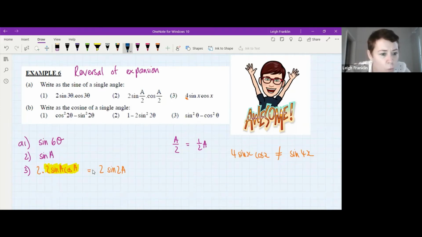All right, in number 1, B number 1, instead of me telling you, you tell me, what is cos squared 2A minus sine squared 2A as a cosine of a single angle? How would we write that? Ma'am, is it cos 4 theta? It is. Beautiful. Well done. Cos 4 theta. Good job, Cassandra.